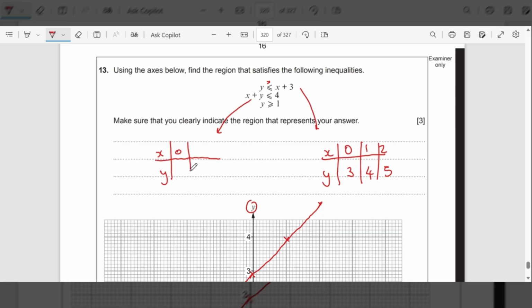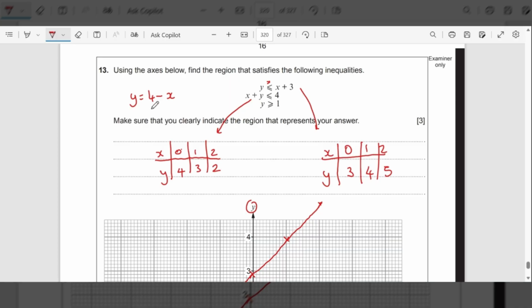0, 1, 2, okay? Now, there's two ways to go about this. I tend to rearrange it so that the x goes over and we do it like that. But you could just do x and y need to add up to 4. So what do you need to add to 0 to get 4? 4. 0 plus 4 makes 4. 1 plus 3. 2 plus 2.